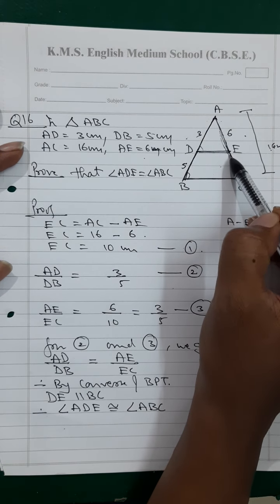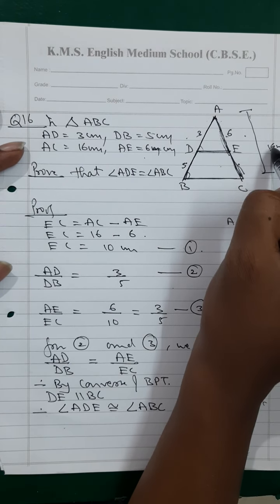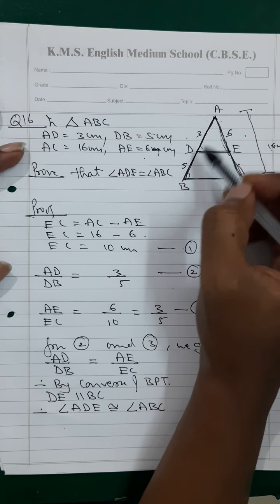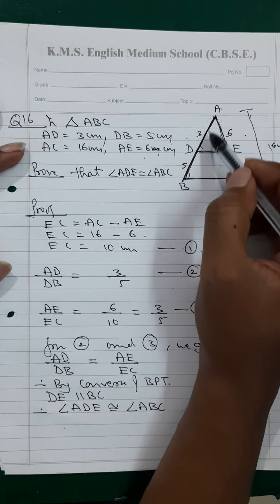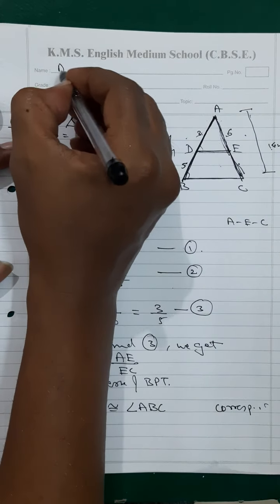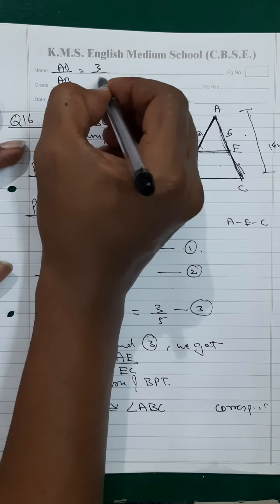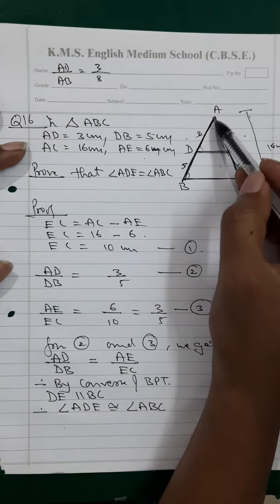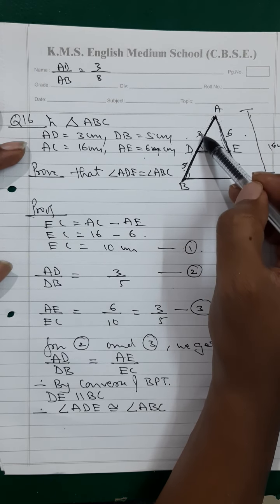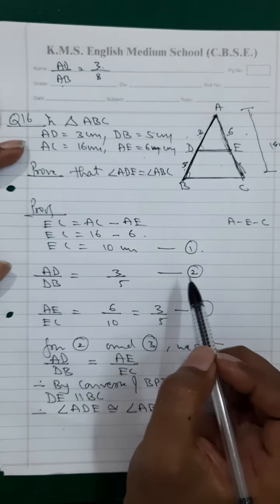I got AE is equal to 6 and AC is equal to 16. So I can do this. AE upon AC is equal to 6 upon 16. I can do this also. AD upon AB I will find. So what will be AD upon AB? I will have to find AB then. AB will be 3 plus 5, 8. Are you getting? So I will get AD upon AB is equal to 3 upon 8. Because I have got DB, AB will be 3 plus 5, 8. So in place of AB I will write 8. AD is 3.